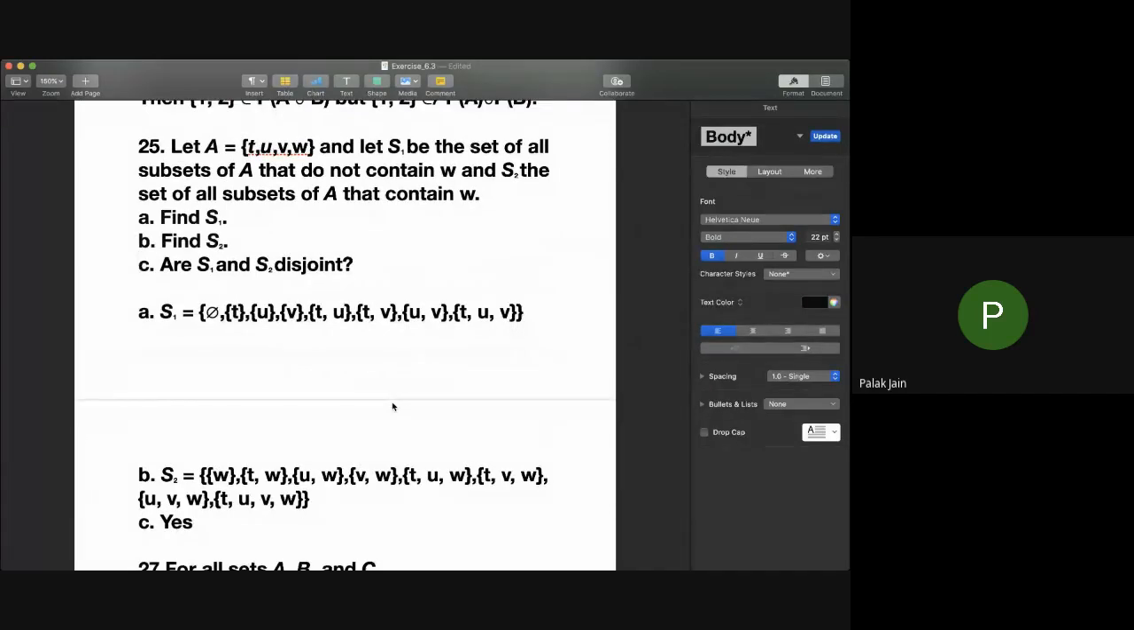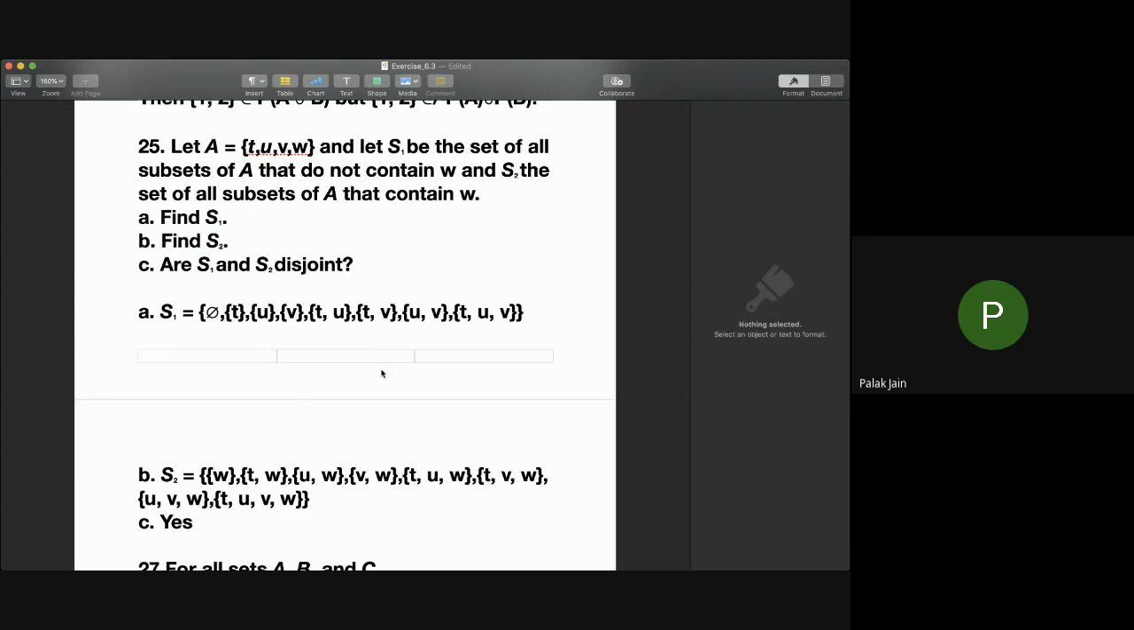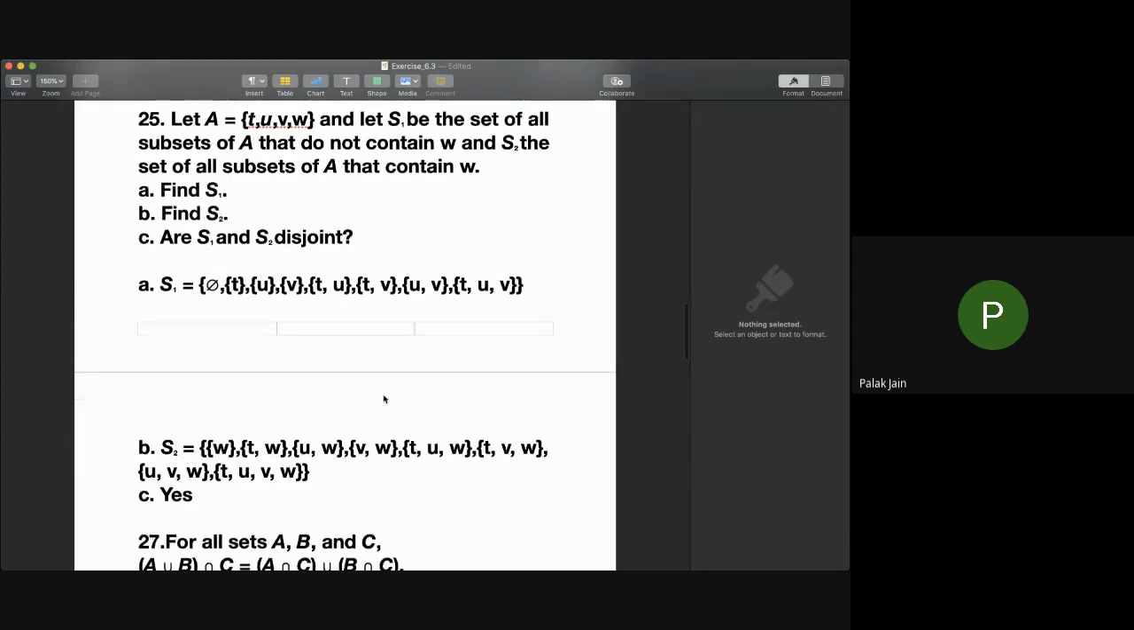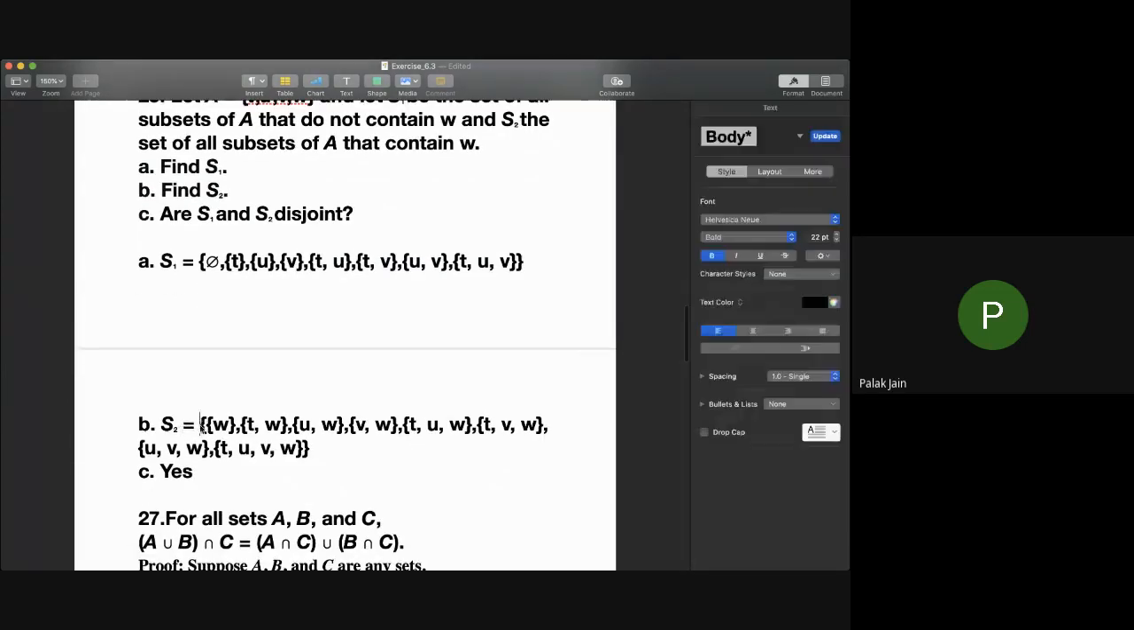So the A part is S1. I'm not going to read this, but this is the set which doesn't contain W at all. And similarly, S2 is the set of subsets which contain W. So when you look at S1 and S2, you can see that they don't have a single common element. And hence, you can say that S1 and S2 are disjoint.